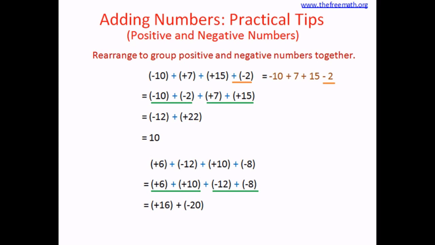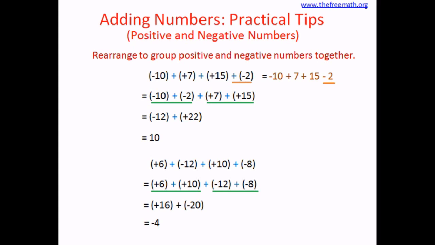That means we have +16 plus -20. Here is the case of one positive and one negative number. Subtract smaller number from the bigger number. So 20 minus 16 is 4. And between 16 and 20, the bigger number is 20. The sign of 20 is negative. That means our answer is -4.